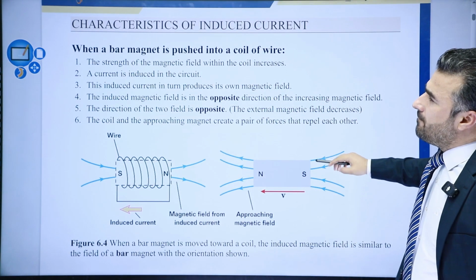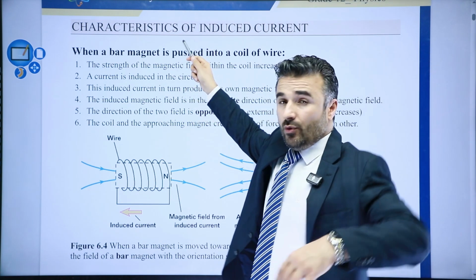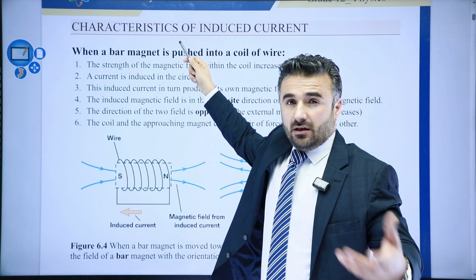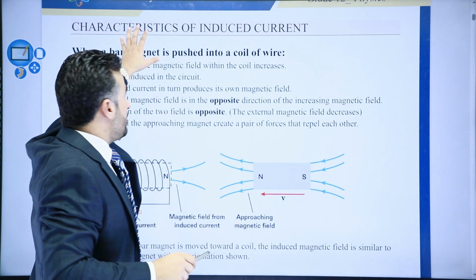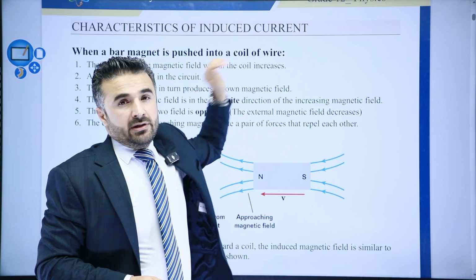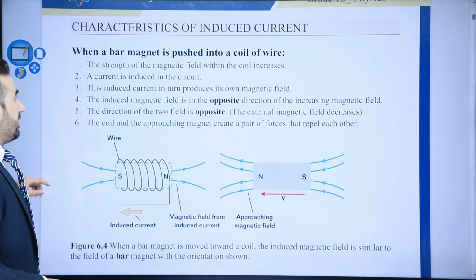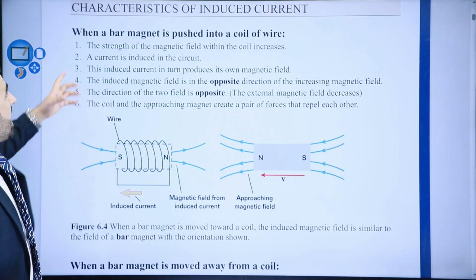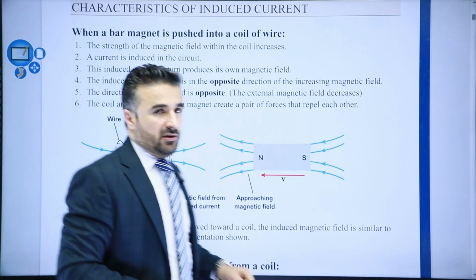But before that, by the way, I've mentioned this before. Can we induce the current without inducing the electromotive force? No. So of course, first you must induce the electromotive force, the voltage. Then this voltage will induce the current within the circuit, if we have a closed circuit. So what happens exactly when a bar magnet is pushed into a coil of wire?